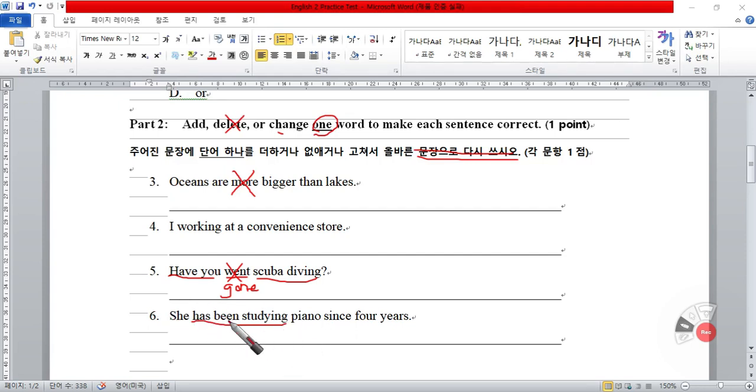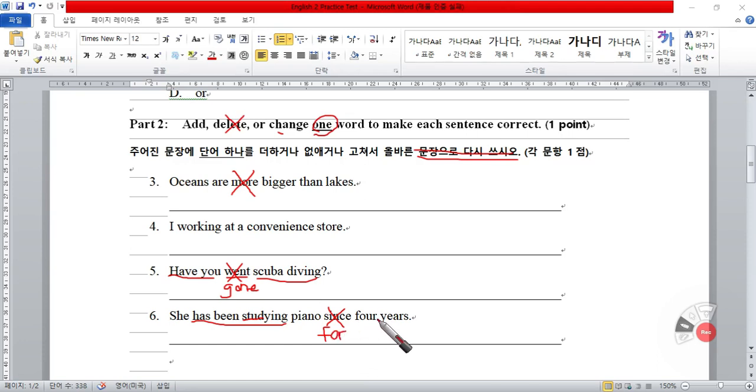So we know that something that's going on right now and started sometime in the past. The verb study can imply a longer time. So you might study a subject, you might take a course. These are all long-term activities. So she's been studying piano for 4 years. Okay.